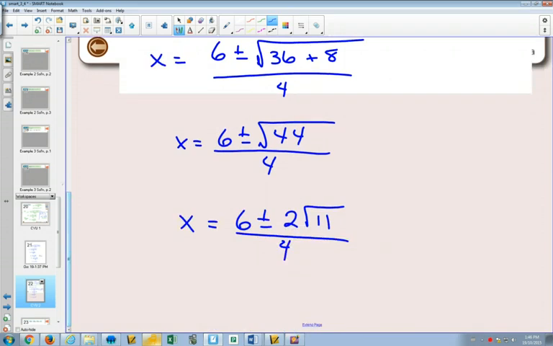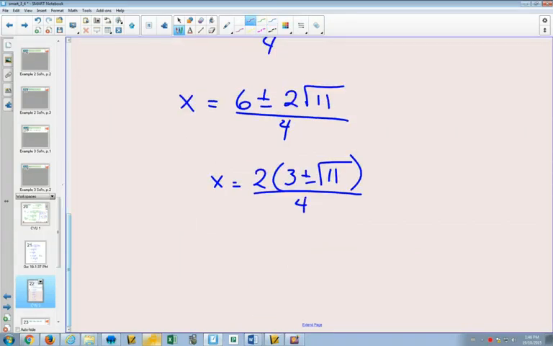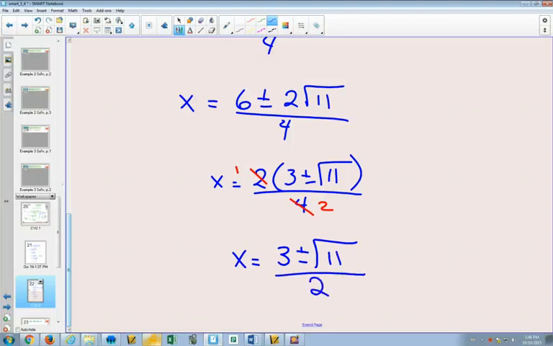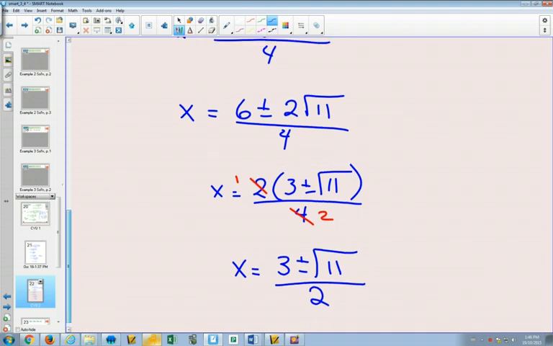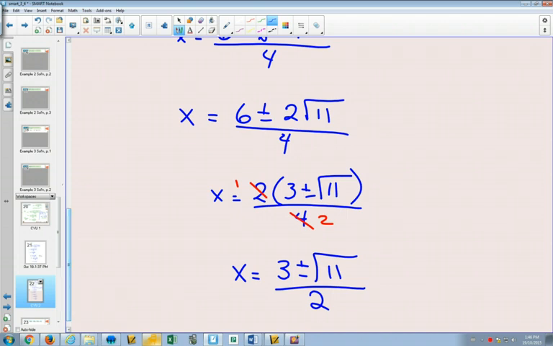Now, is there something I can factor out of the top? Yes, there's a 2 in common, leaving me with 3 plus or minus the square root of 11, all over 4. And this would simplify to 1/2. So I'm left with 3 plus or minus the square root of 11, all over 2. So we've written it as a single fraction. Our square root can't be simplified. There's nothing more we can factor out to simplify. This would be our final answer.